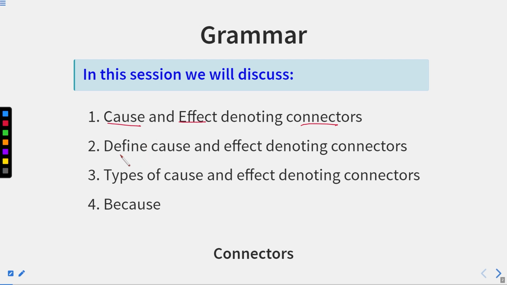Now we are going to discuss the definition of cause and effect denoting connectors. After that, we are going to discuss types of cause and effect denoting connectors, and we are going to read one of its types, that is because. So because is also a connector which is a cause creating connector. We are going to discuss because in detail in this session. So let's begin the session.